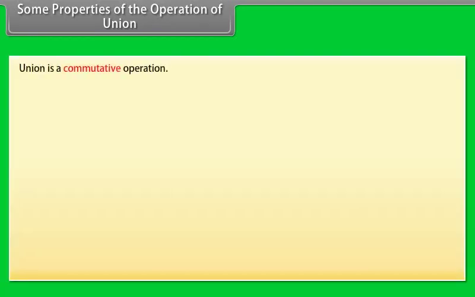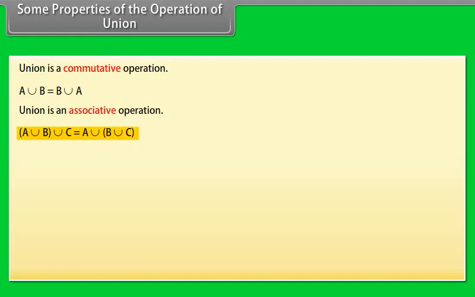Some properties of the operation of union. Union is a commutative operation: A union B is equal to B union A. Union is an associative operation: (A union B) union C is equal to A union (B union C).